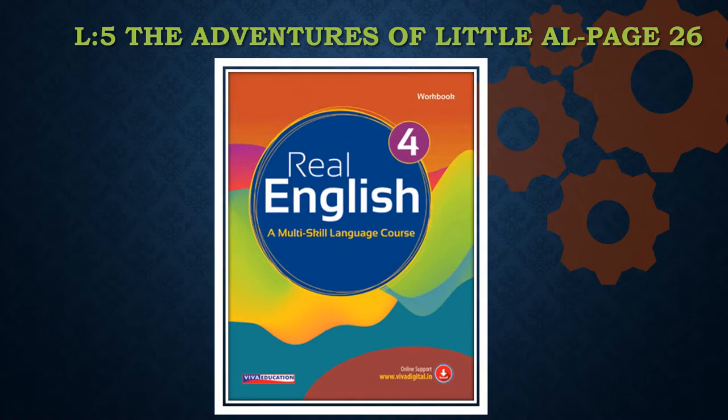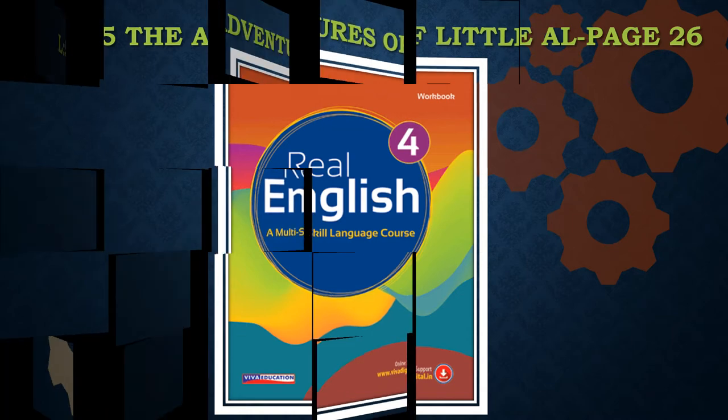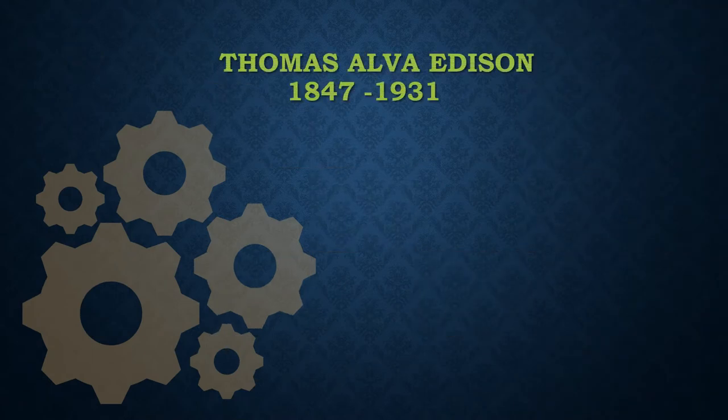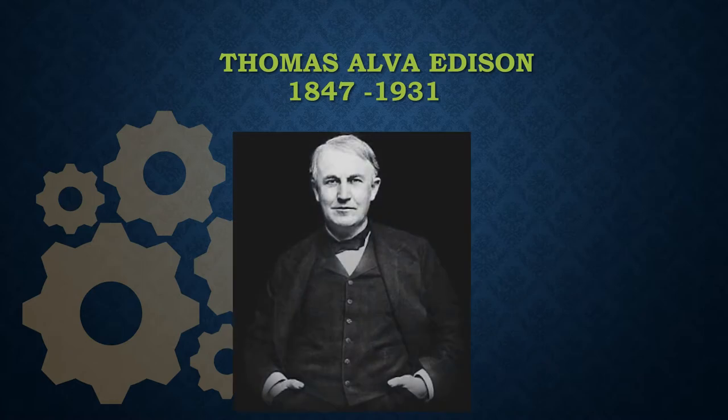To start with, I would want you to take out your Real English course book and refer to page number 26. On this page, we have the lesson which is called The Adventures of Little Al. The story is about Thomas Alva Edison, who was an American inventor and businessman who has been described as America's greatest inventors. He developed many devices in the fields such as electric power generation, mass communication, sound recording, motion pictures, etc. He was born on February 11, 1847 in Milan and he died on 18th October 1931 in New Jersey, United States.